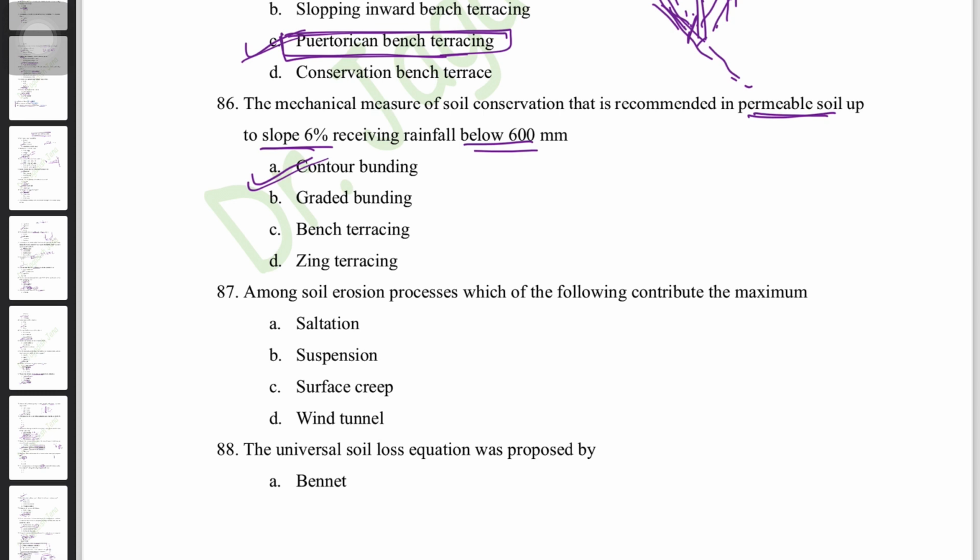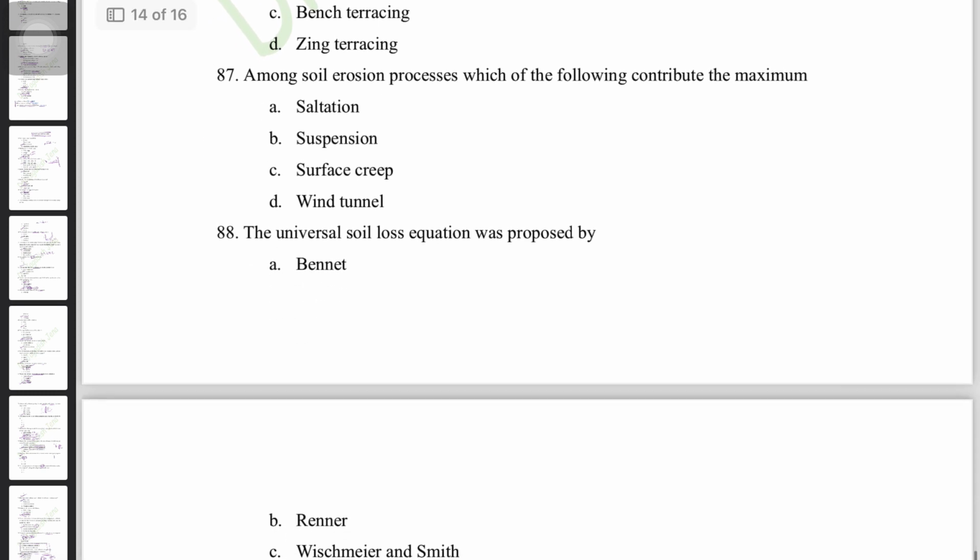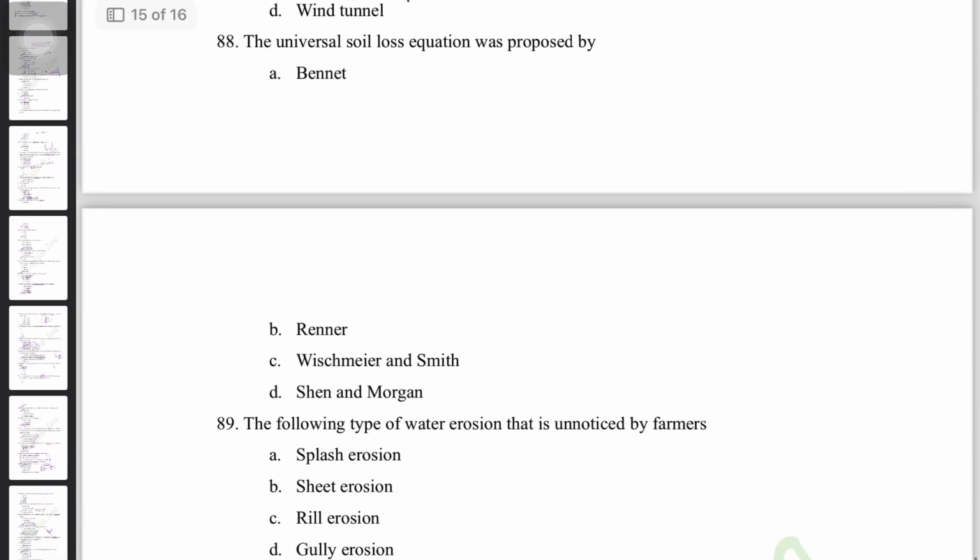Among soil erosion process, which of the following contribute the maximum? The question is a little bit wrong. So among wind erosion, okay, so this is soil erosion by wind. The saltation contributes around 50 to 70%, then suspension, then surface creep. These three are the erosion phases of wind erosion. So saltation contributes the maximum.